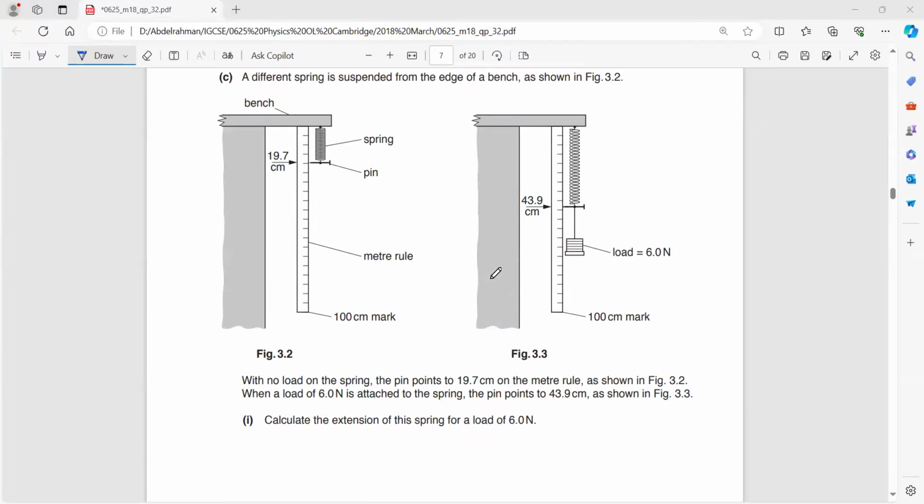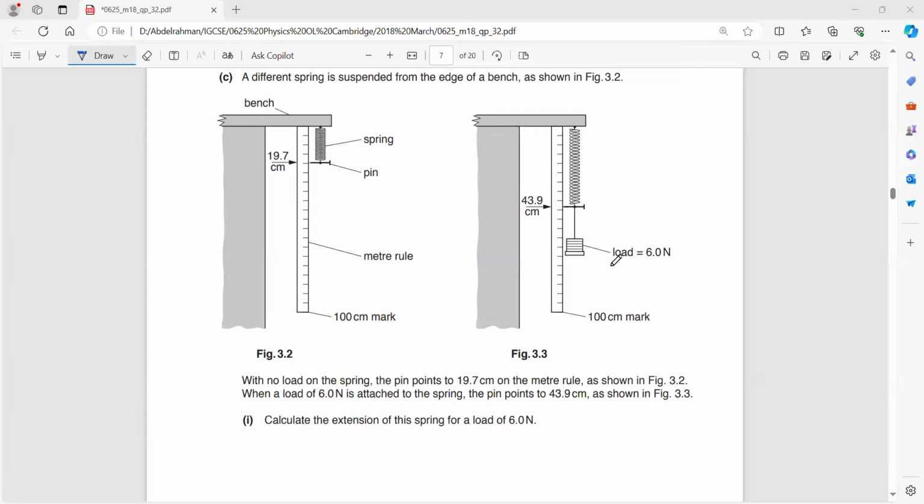With no load on the spring, the pin points to 19.7 centimeters on the meter ruler. When a load of 6 newtons is attached to the spring, the pin points to 43.9 centimeters. Calculate the extension. How can I find the extension?